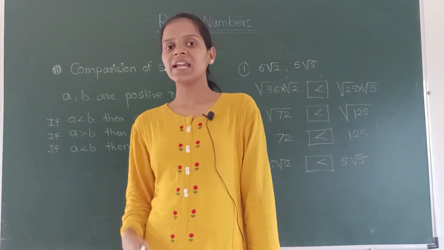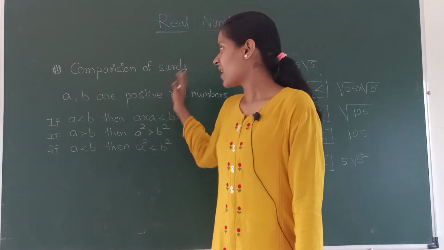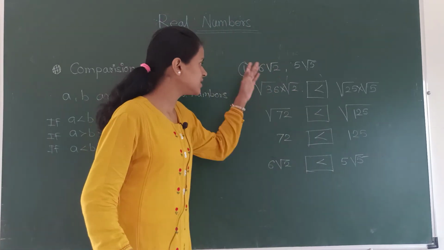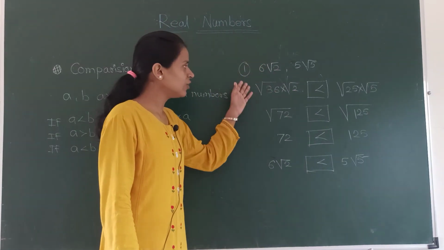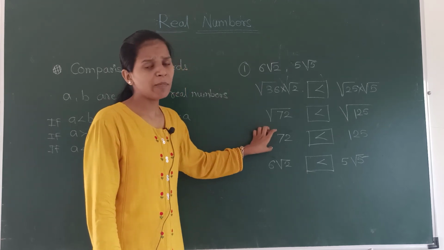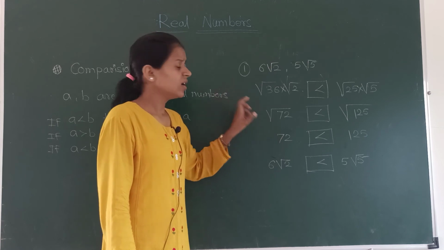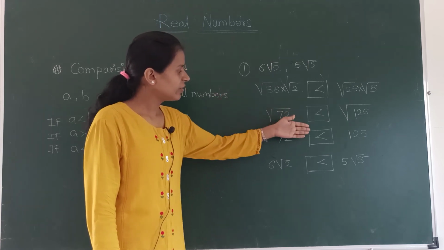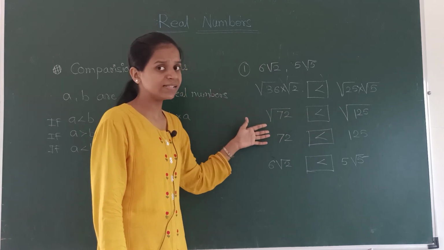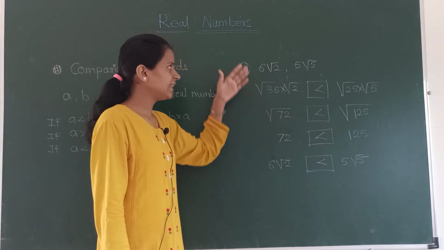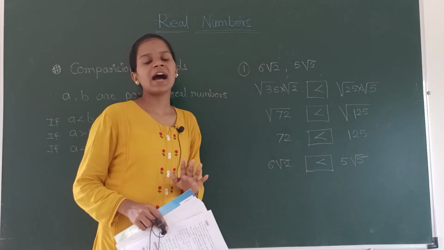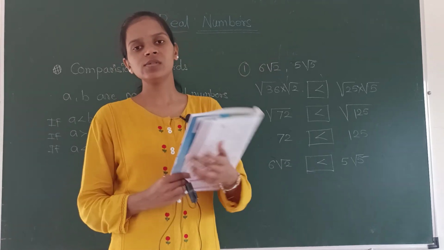In your practice set there is a question: write the comparison between surds. Then you have to solve the surds like this. Further you have to solve like this, and then you will get the proper real numbers. Then we will know the comparison between two numbers, and then we can write the comparison between two surds. This is how the comparison between two surds is done.